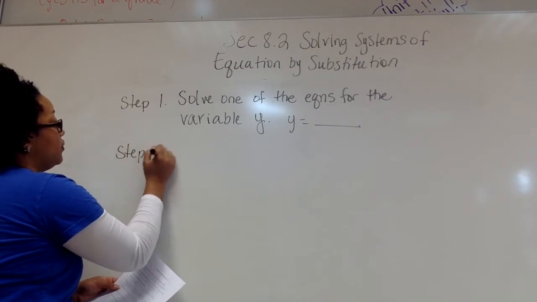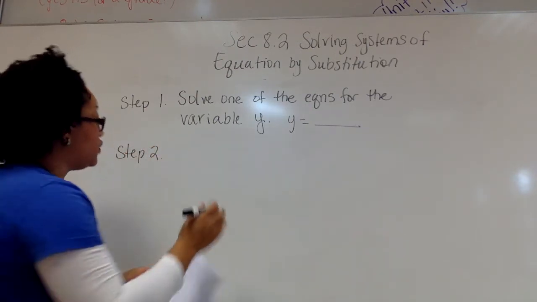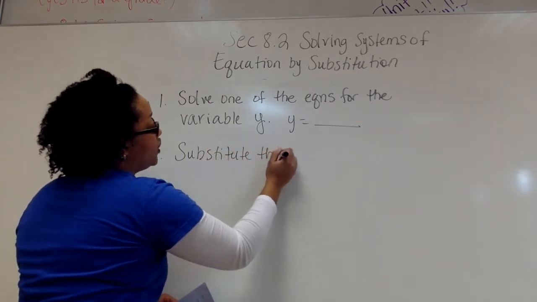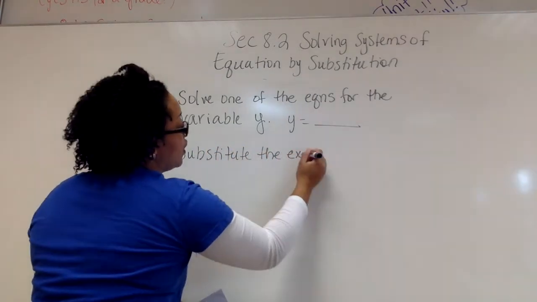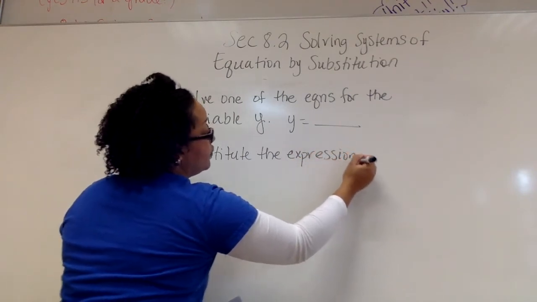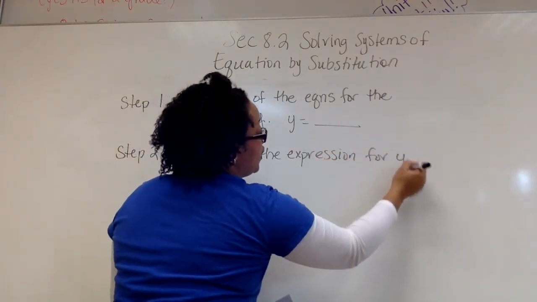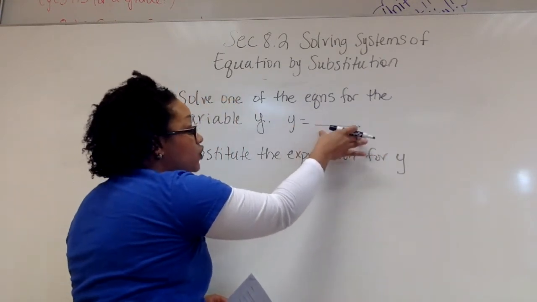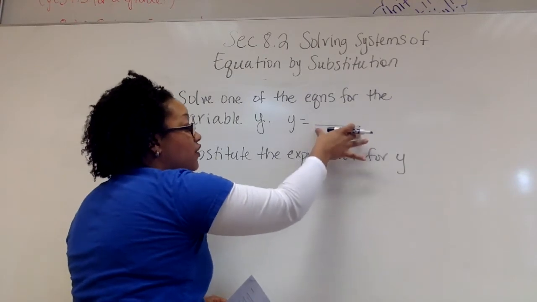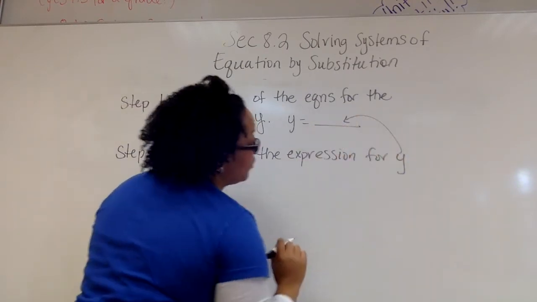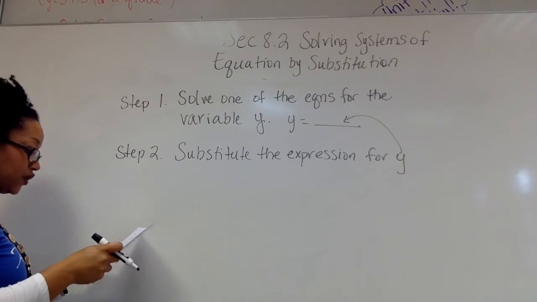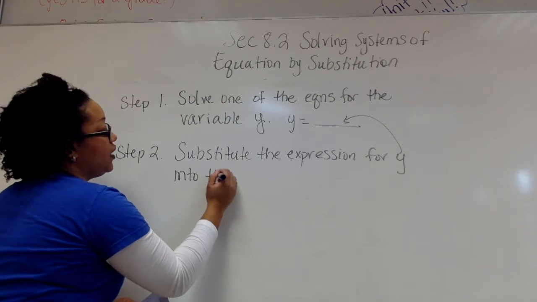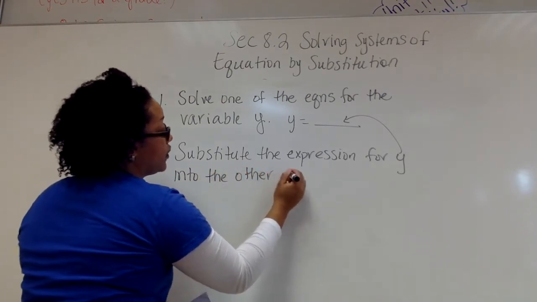Step two is you're going to substitute the expression for y, and actually when I say expression, it's going to be whatever you have on this right hand side. So if y is equal to this, then that is your expression. So I'm just going to put, that's what I'm talking about right there. You're going to substitute the expression for y into the other equation. All right?